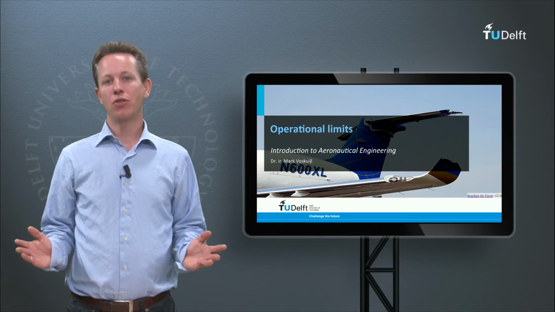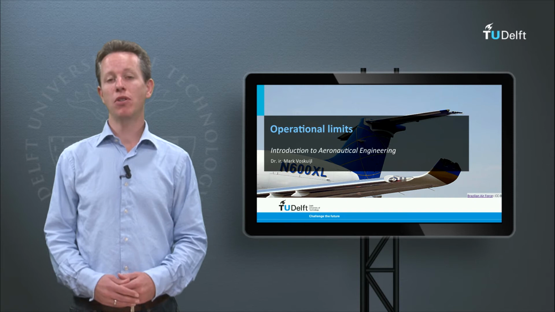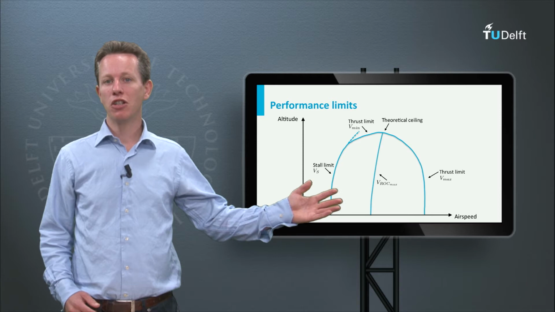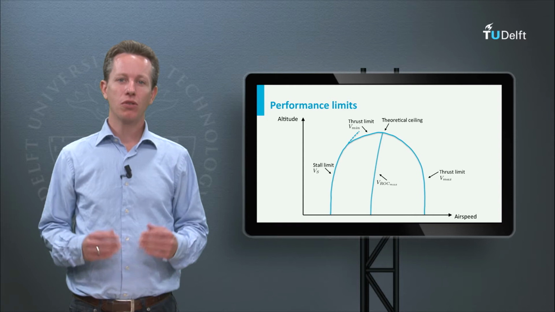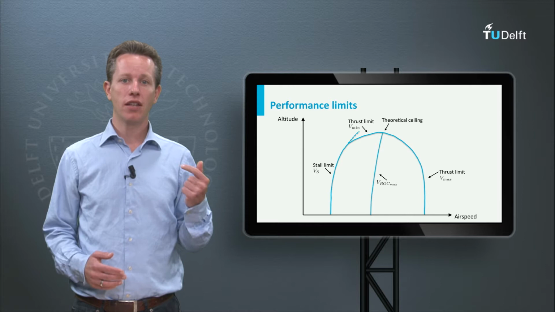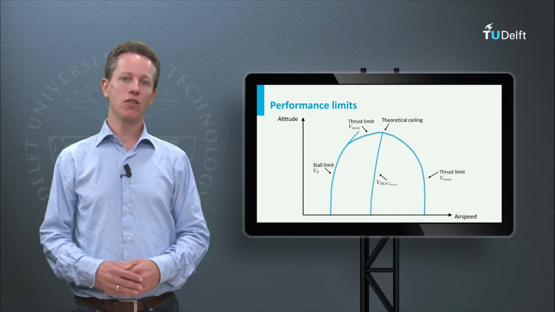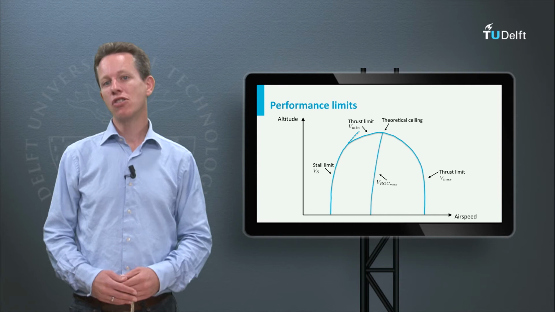Dear students, in the previous two videos I showed you how to calculate the performance limits of an aircraft. These limits provide the combinations of altitude and airspeed at which an aircraft can fly from a performance point of view. So this is what the aircraft is able to do based on the propulsion system characteristics, the aerodynamic performance and the aircraft weight. However, this does not necessarily mean that the aircraft is allowed to fly in all these conditions. There are some other operational factors which also need to be taken into account.